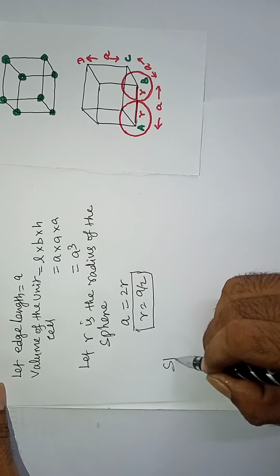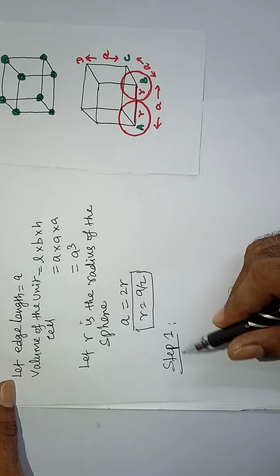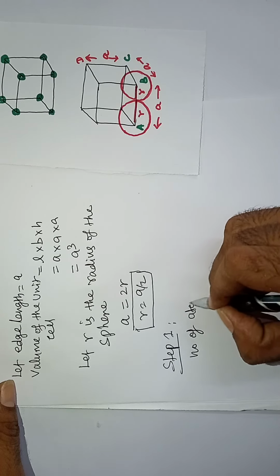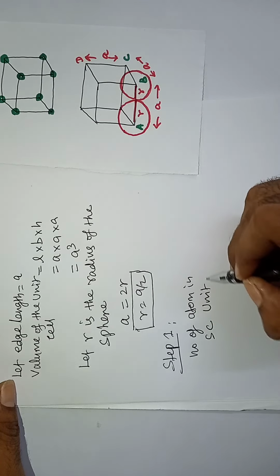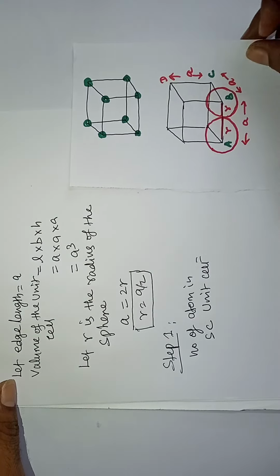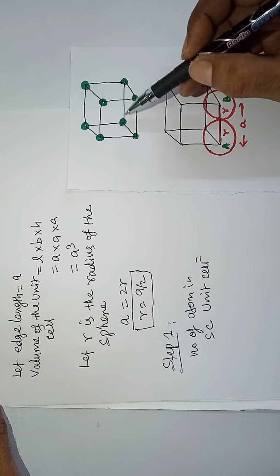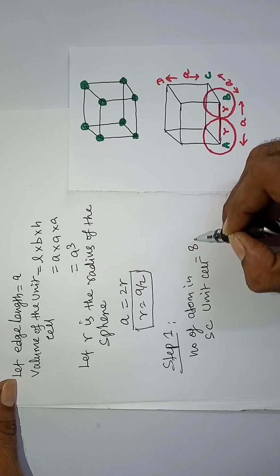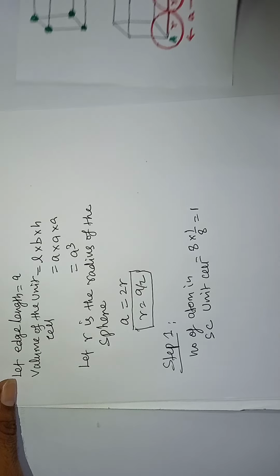Step 1. In the first step, we calculate the number of atoms in the simple cubic unit cell. In a simple cubic arrangement the atoms are present at the corners only, so each is shared by 8 neighboring unit cells. So the number of atoms in a simple cubic unit cell is 8 into 1 by 8, which is equal to 1.